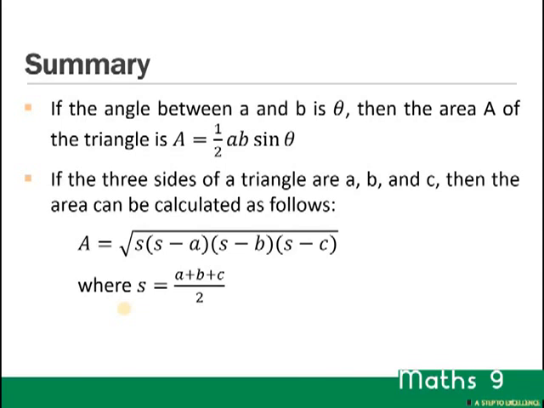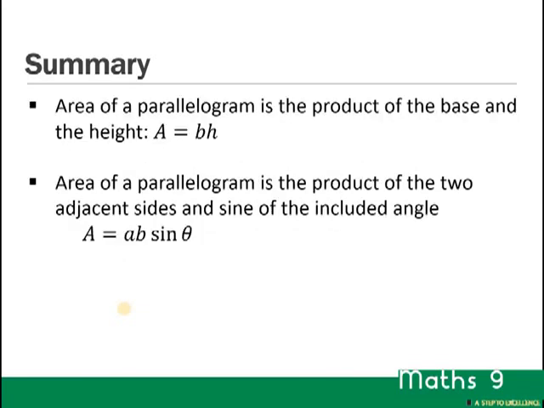This is Heron's formula. The area of a parallelogram is the product of the base and the height, A equals BH. The area of a parallelogram is the product of the two adjacent sides and the sine of the included angle, area equals AB sine theta.